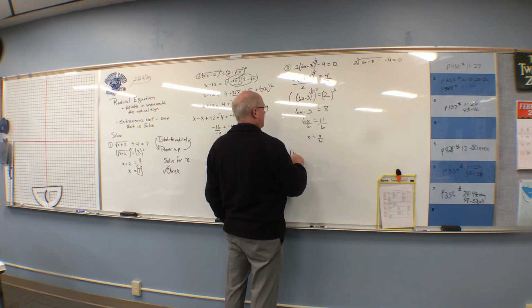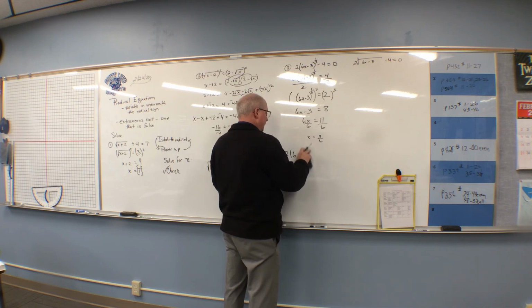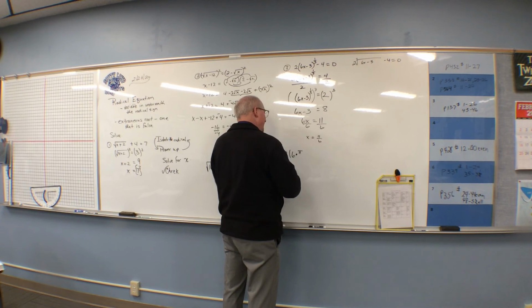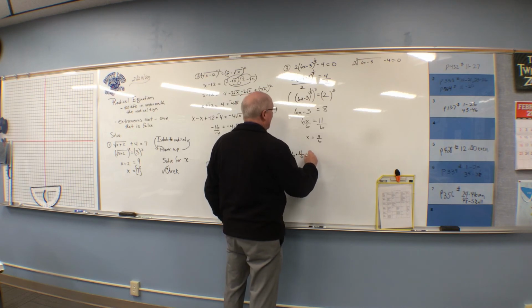2 times 6 times 11 over 6. Oops, I just put pi instead of 11. Must be getting close to pi day. God, I did it again. 11/6. It's really hard for me not to do that.